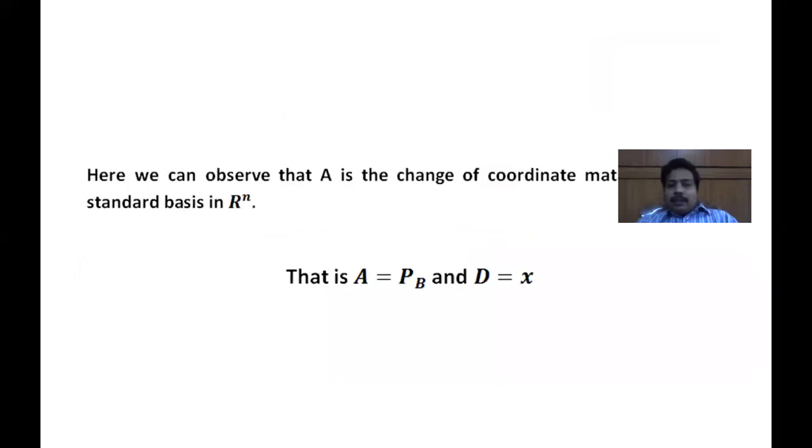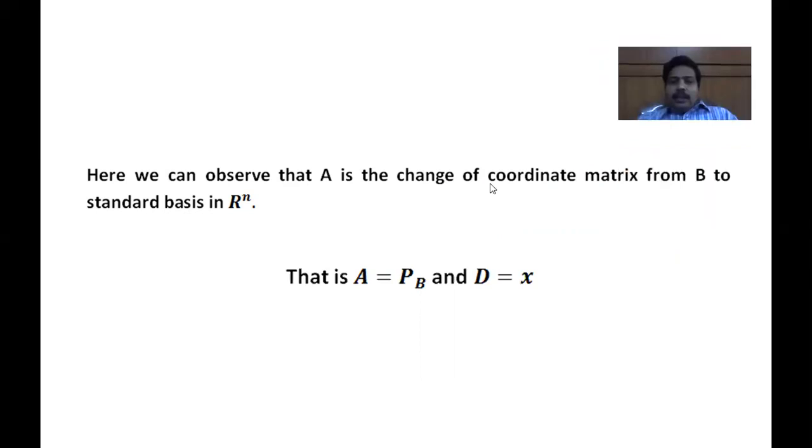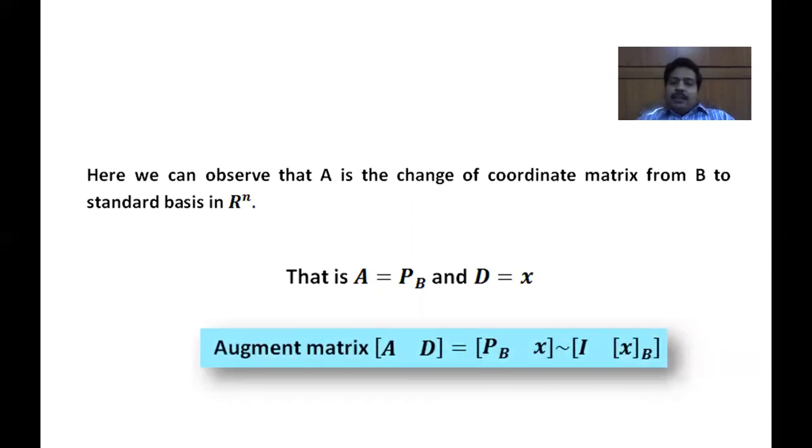And here we can observe that A used in this problem is the change of coordinate matrix, which is usually denoted by PB, from B to the standard basis R. That is A is equal to PB here, and D is our vector X. Of course, here it is denoted as P of t. So augmented matrix AD is equal to A is PB and D is X, which is equivalent to IXB.